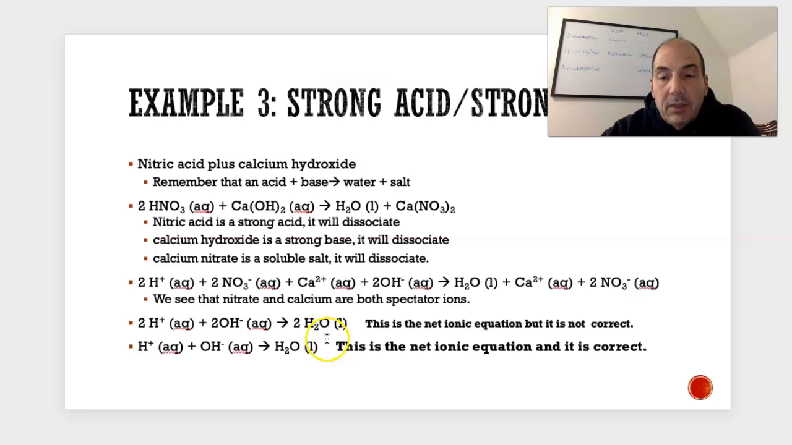So that would leave us with this. But again, we always simplify. We balance empirically. Okay, so it's 1 to 1 to 1. Hydrogen plus hydroxide yields water.